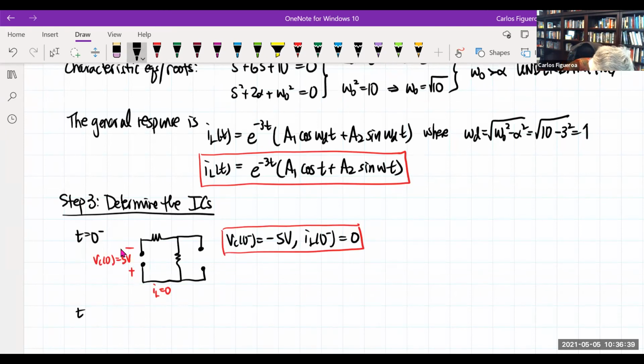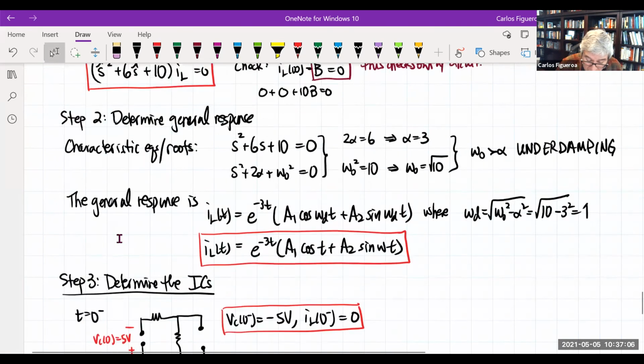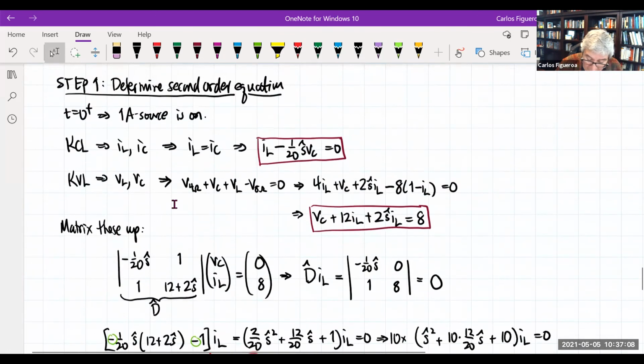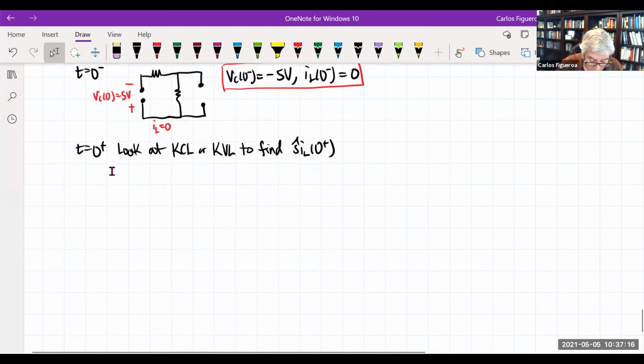Now we have 0 plus. What we've got to do here is look at our KCL and KVL equations to find the second derivative of IL at 0 plus. We may need both here. So I'm going to come up here. Where are they at? They're right here. So I'm going to copy these and bring them down. So here they are.